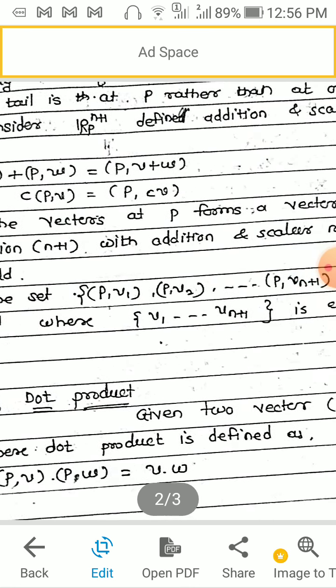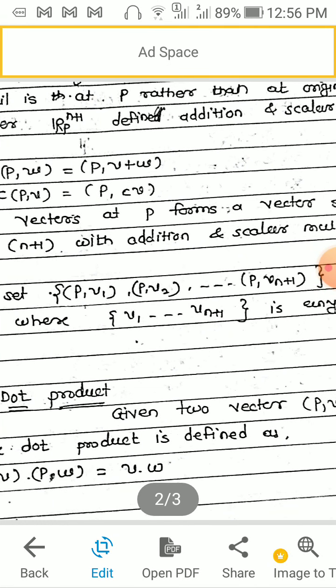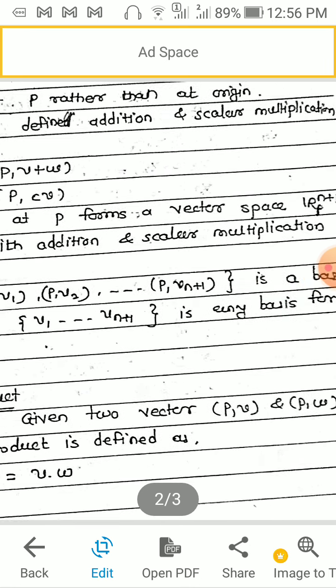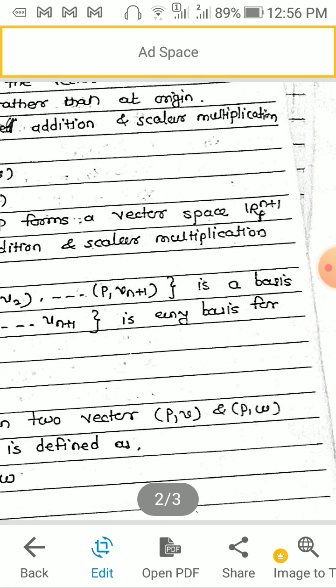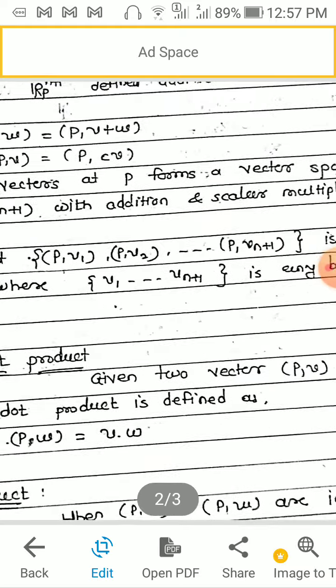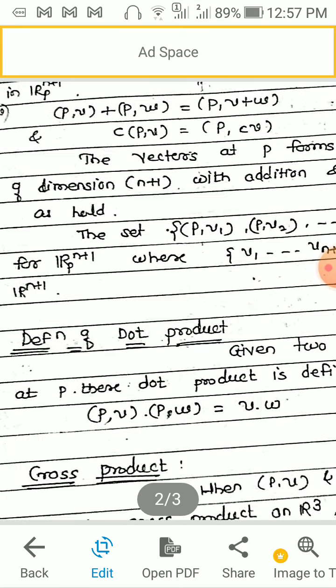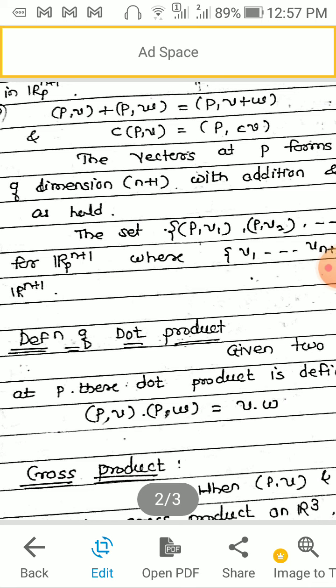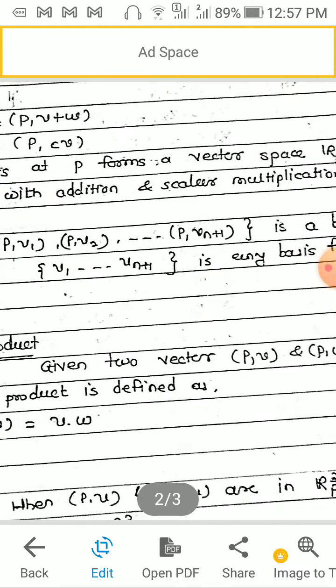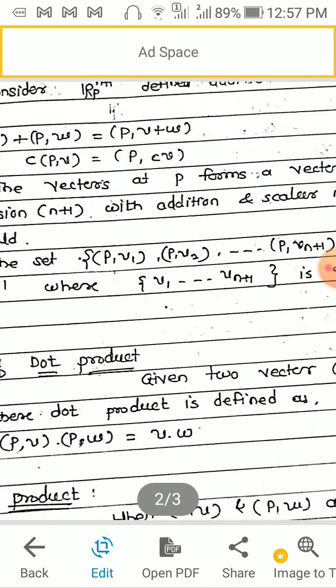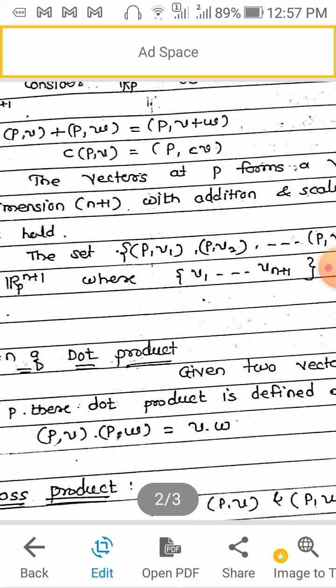All these vectors at P, we have defined many vectors, say V, W, etc. These vectors form a vector space which is denoted by R_p^{n+1}. These are all vectors defined at the point P in R^{n+1}. All these vectors form a vector space whose dimension is n+1, with addition and scalar multiplication as defined above.